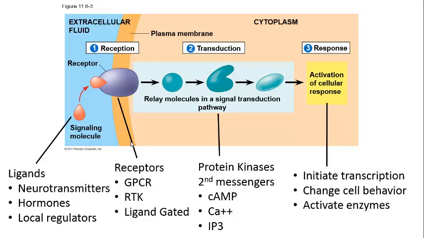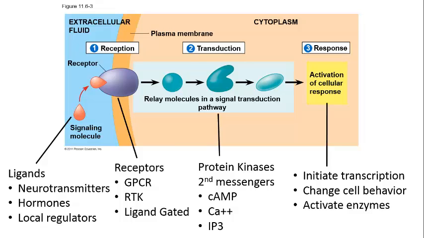In a signal transduction pathway, a ligand, which is a chemical messenger, is going to bind to a receptor on the cell membrane of the cell. This is going to induce a series of reactions that is eventually going to lead to some type of cell response. This diagram on the top of the page shows all the different components of the signal transduction pathway.